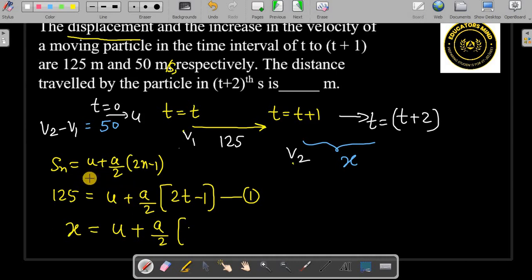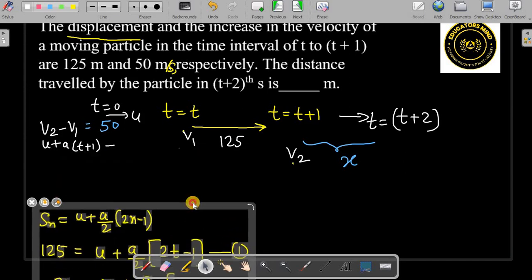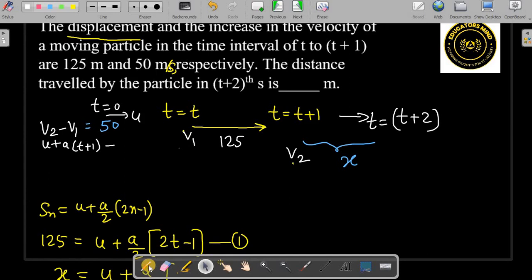Let's use this formula, and v2 can be written as v is equal to u plus at. So if you write v2 as u plus at, the time is t plus 1, right? Similarly minus, you can bring this down. Velocity at t means v equal to u plus at. Here u, and when you open the bracket, minus at is equal to 50. So I think you will get cancelled, and the acceleration we are getting is 50.